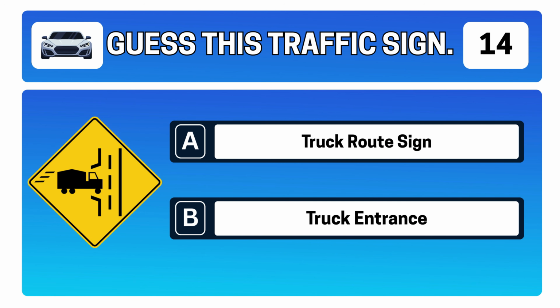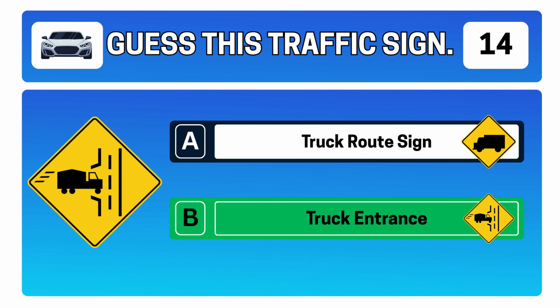Identify this road sign. A. Truck route sign. B. Truck entrance. Well spotted. That is the truck entrance sign.